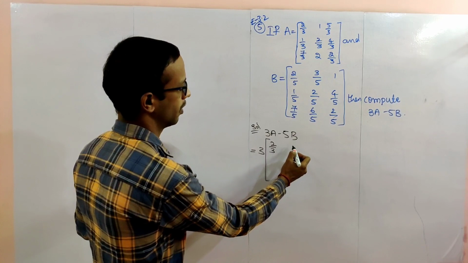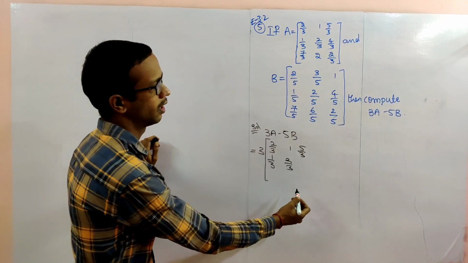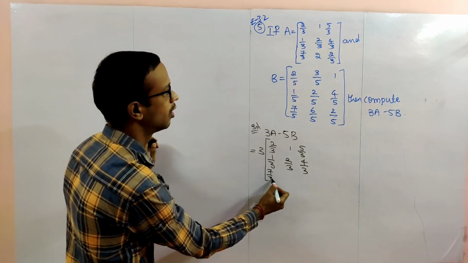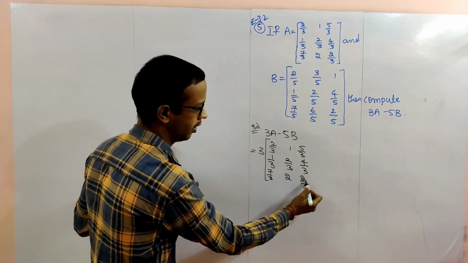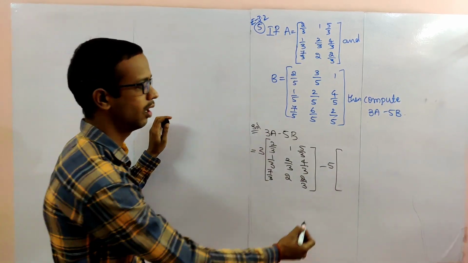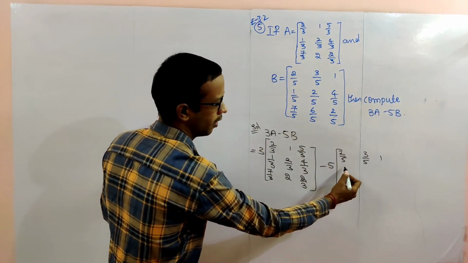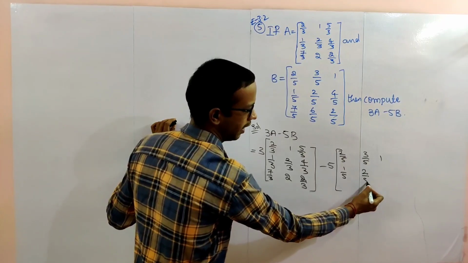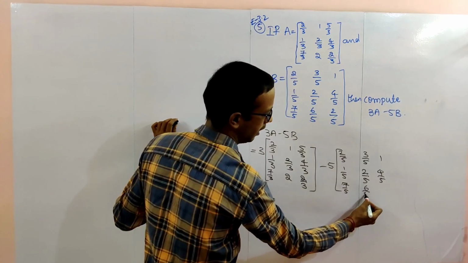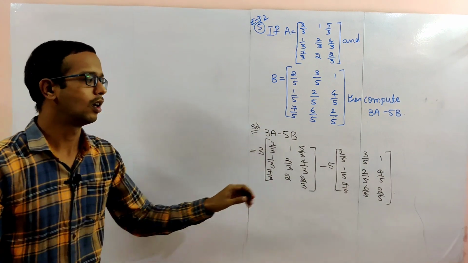2 by 3, 1, 5 by 3. Next 1 by 3, 2 by 3. Next one is 4 by 3. Next 7 by 3, 2 and 2 by 3. Subtraction 5 into B matrix. What is the B matrix here? 2 by 5, 3 by 5 and 1, 1 by 5, 2 by 5, 4 by 5, 7 by 5, 6 by 5. Final is 2 by 5.